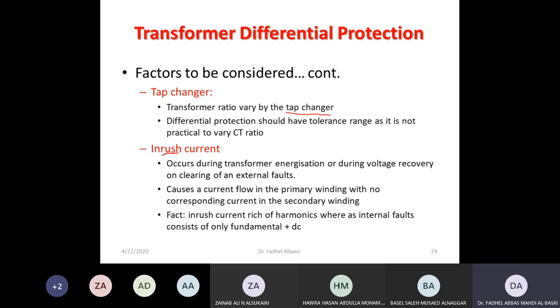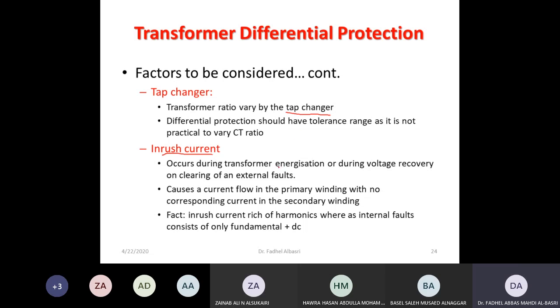The fourth issue we have is the inrush current. Inrush current is the current when you switch on the transformer off-load, directly. Even if there is no load, there will be a primary current and no secondary current. And if there is a load, when you switch it on, the primary current will be much higher than the normal current due to the energization.